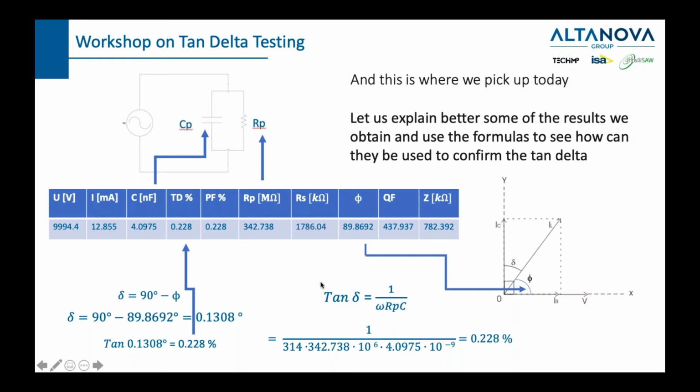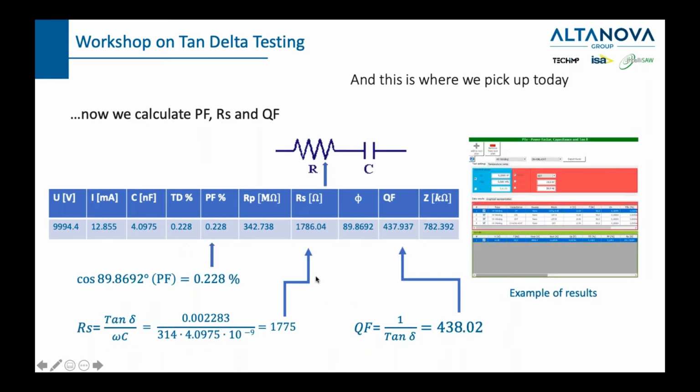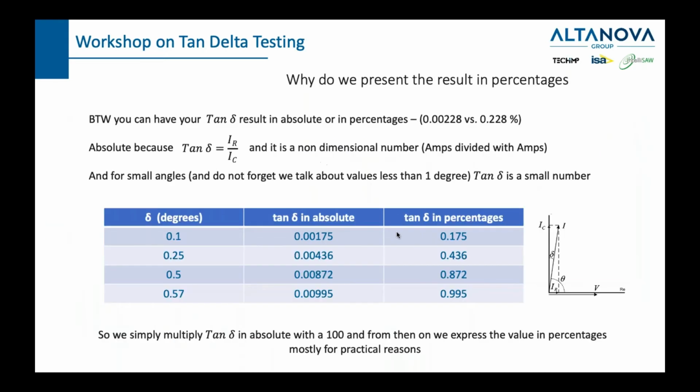Moving on, we get some more results. We also get the RS, which is the resistance if we were to make the equivalent scheme and connect the resistance in series, and we can also calculate that through a formula. And the QF, the quality factor, is a reciprocal value of tan delta. It needs to be bigger than 100, so it's 437. So these are the results which we get when we do a tan delta test with our test sets.